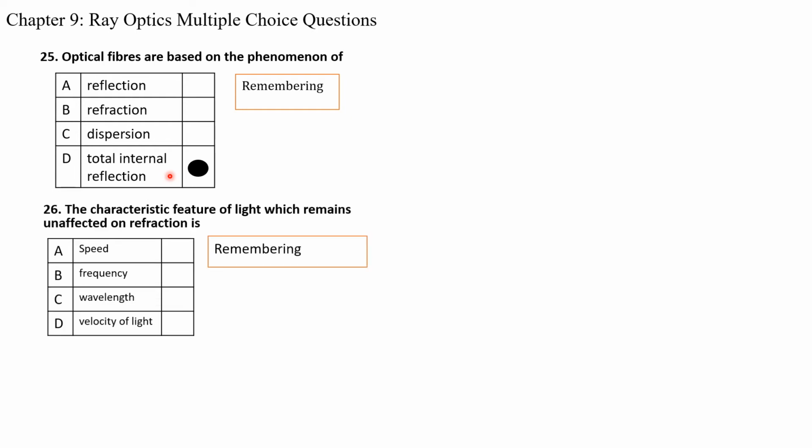Next question. The characteristic feature of light which remains unaffected on refraction is: four options are given. Option A is speed, option B is frequency, option C is wavelength, and option D is velocity of light. So you have to identify the characteristic feature which remains unaffected on refraction. So the correct answer is frequency. Frequency does not change when a ray of light undergoes refraction. You have to remember this.